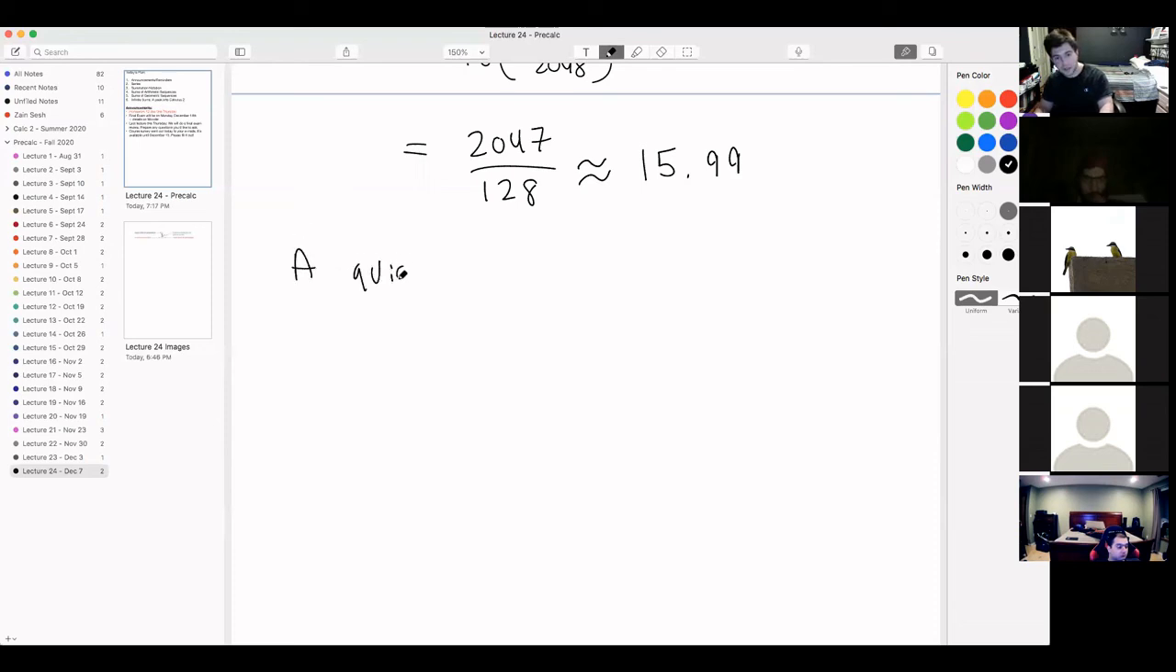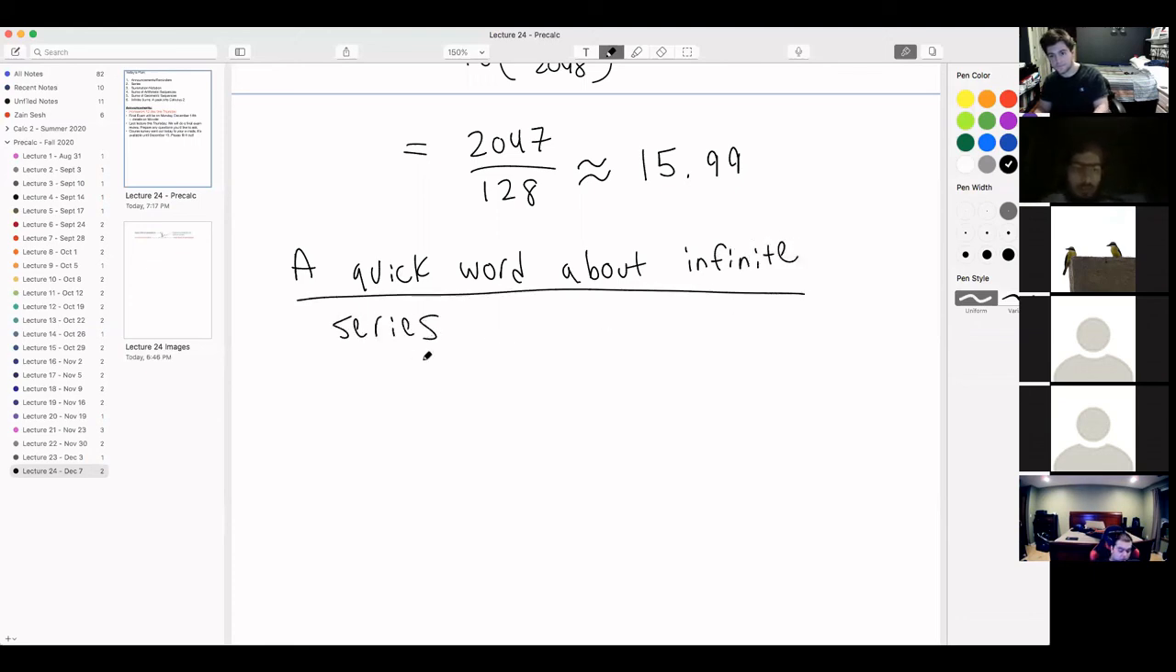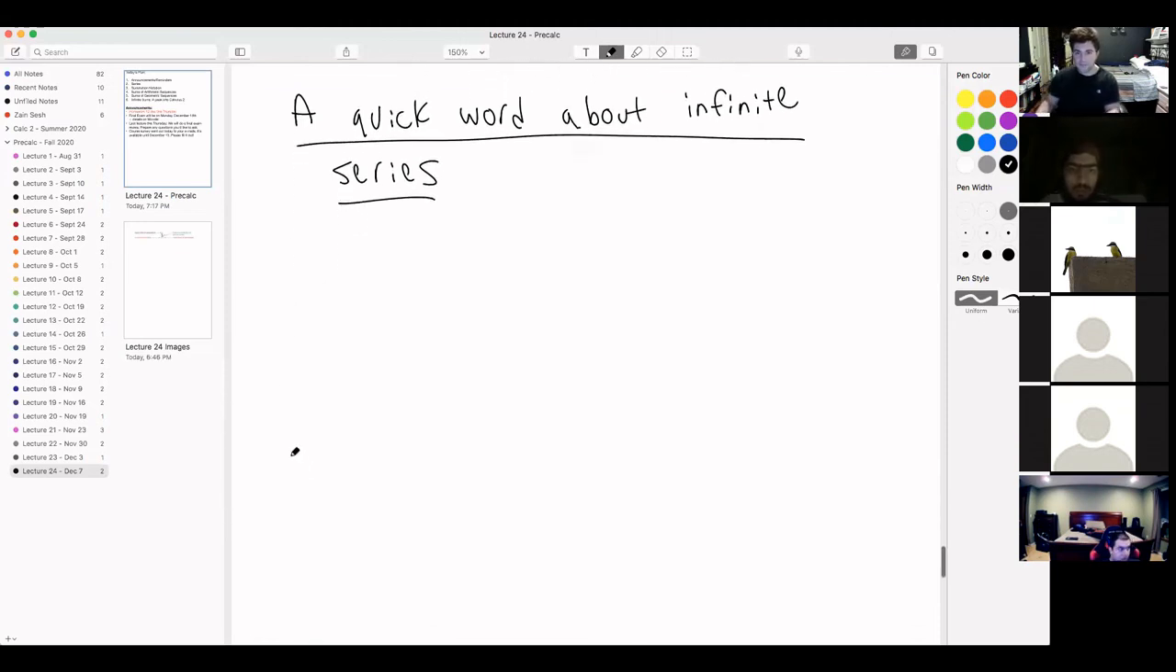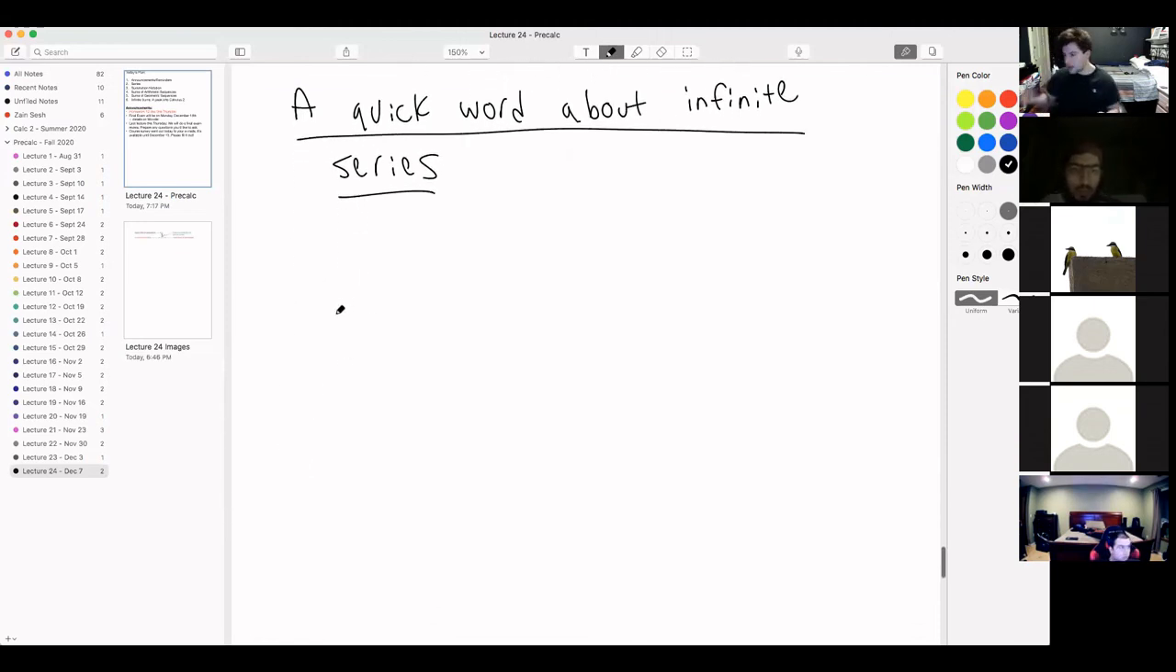So a quick word about infinite series. Okay, cool. So this is kind of interesting. Basically, in Calculus 2, you're going to be given an infinite sequence, A1, A2, A3, A4, and so on forever. It's an infinite sequence.